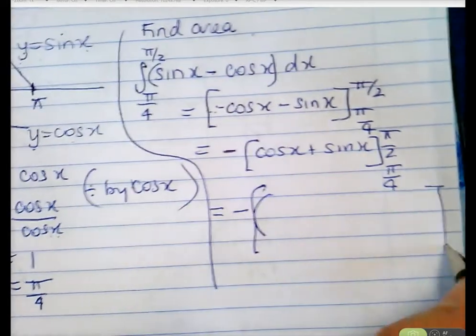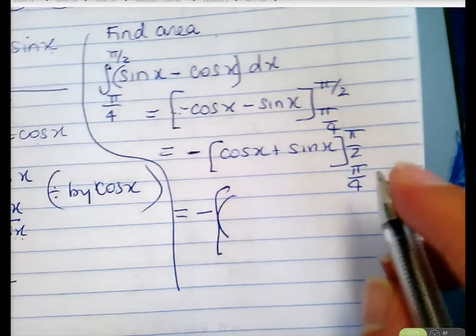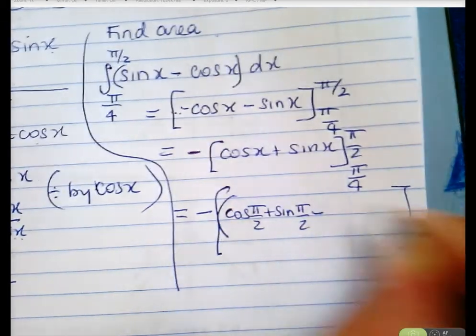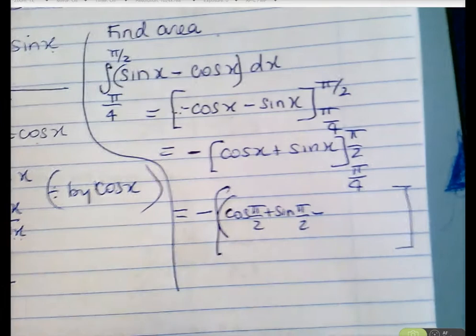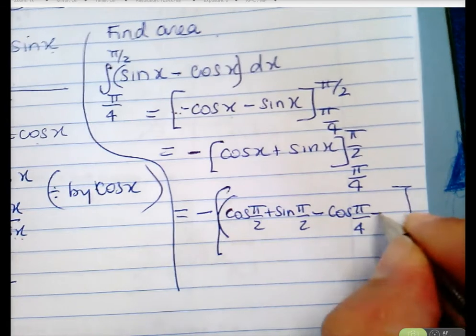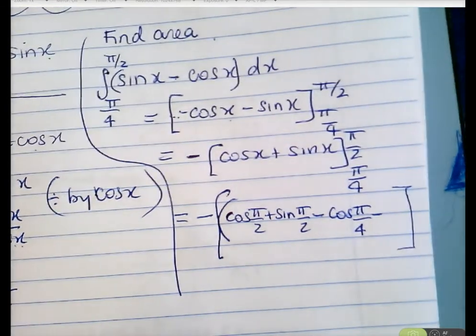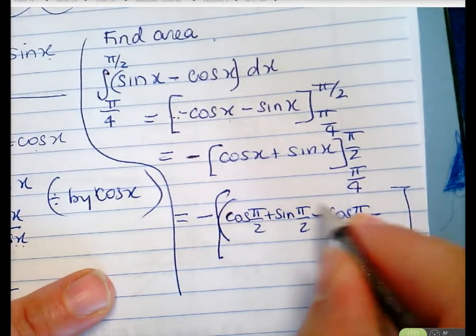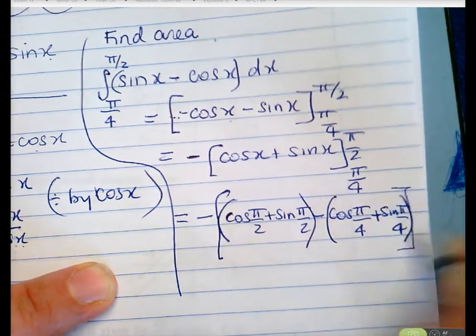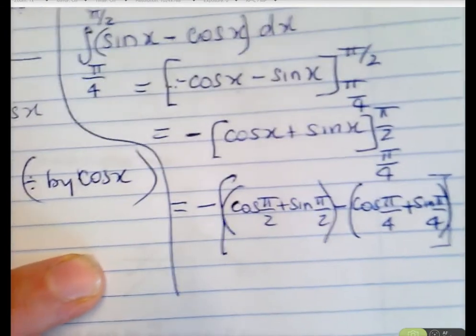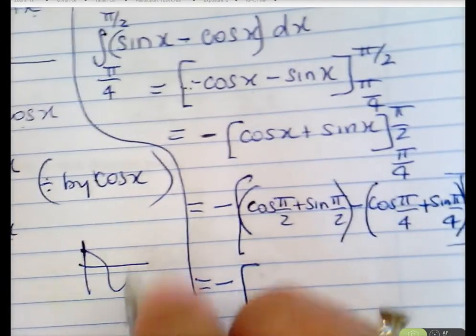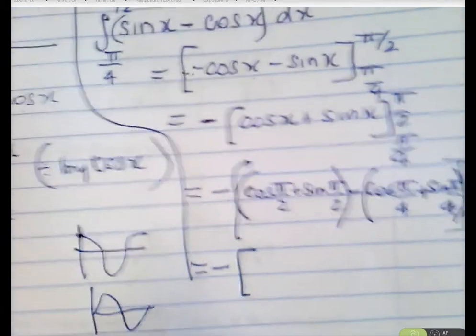Negative, but it's got to be around everything. So what do you got? Cos pi on 2 plus sine pi on 2, minus brackets, but I could just subtract both of them. Can we subtract both of them? Minus cos pi on 4, minus. Can I do that? Because it's minus brackets. Or do you want brackets? All right, I'll do brackets. Plus sine pi on 4. So I've got a negative out the front. Keep that. Now just have your little sketch of cos and sine on the side. Makes it a lot easier.